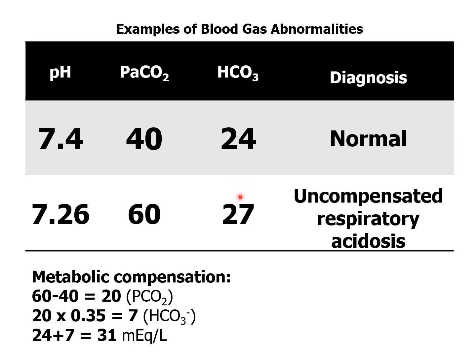Instead of 7, the kidney only compensates 3 units. No, 24, 25, 26, 27. So tatlo lang yung nadagdag. So that is considered, it is not enough. So this is an example of an uncompensated respiratory acidosis.